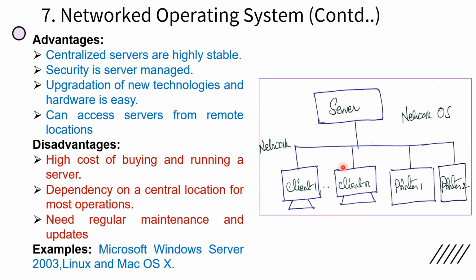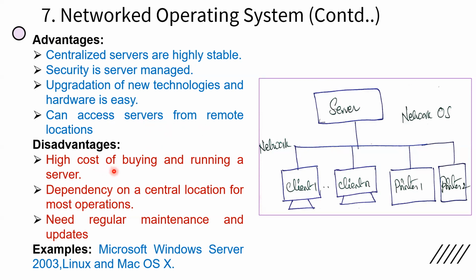And if at all the softwares that are used in the organization have to be upgraded, or whenever a new technology or a new hardware has to be installed, that needs to be done only on a single server, not in the other machines, because whatever the new softwares that are being installed in the server can be accessed by all the clients that are connected in the LAN. And in using networked operating system, we can access servers from remote locations.